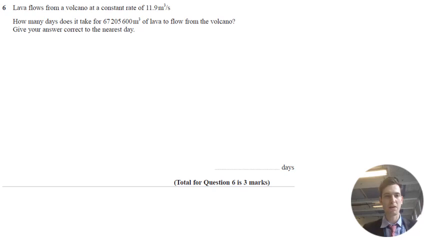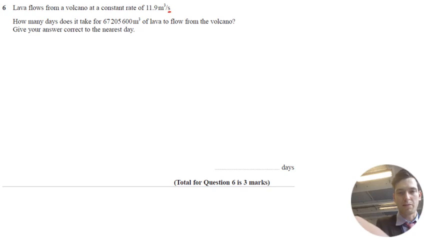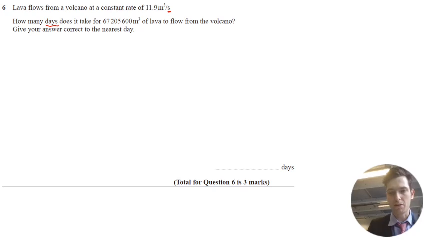Okay, so this question was about lava flowing from a volcano at a constant rate of 11.9 meters cubed per second. So that's important, per second. Then it says, how many days does it take for 67 million and something meters cubed of lava to flow from the volcano? Give your answer correct to the nearest day. So there's definitely going to need to be a conversion between seconds and days. So I'm just going to write down some things that I know.